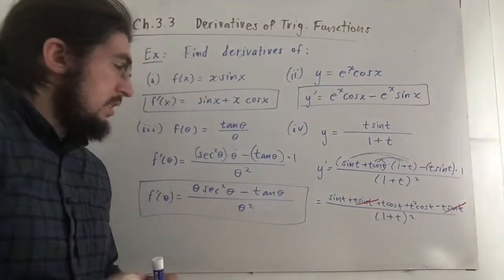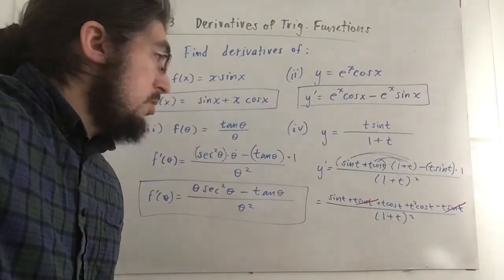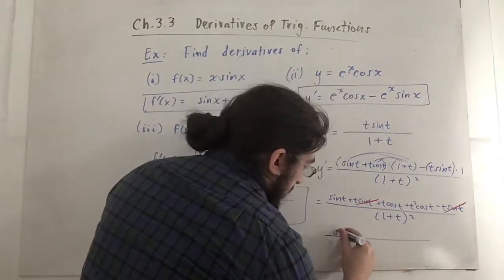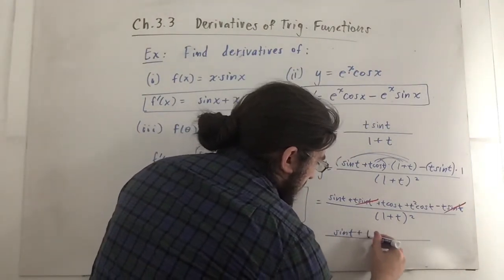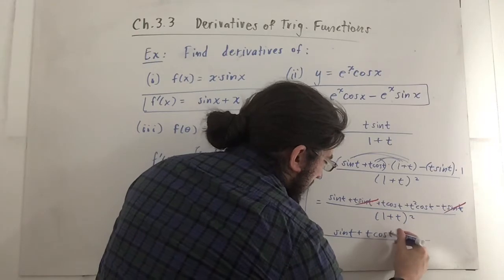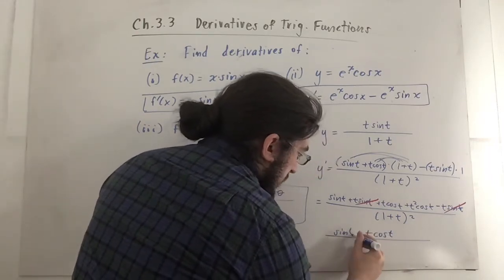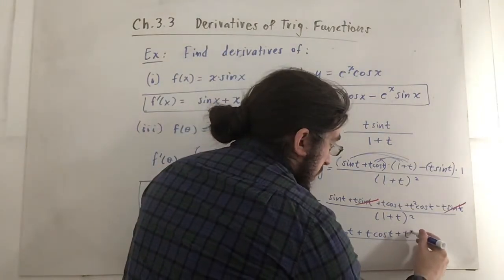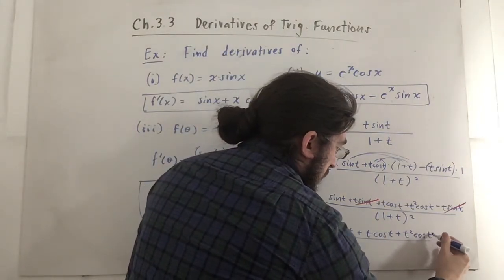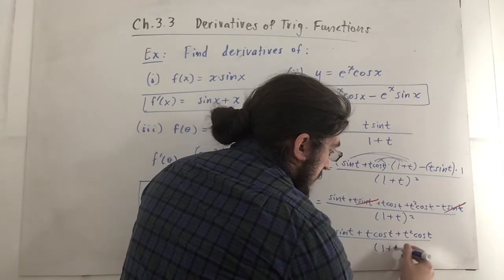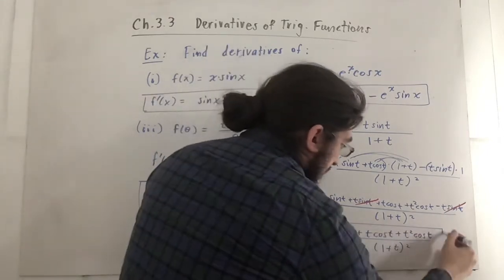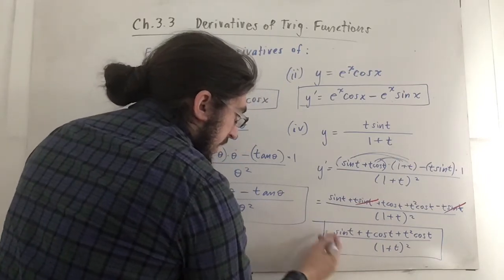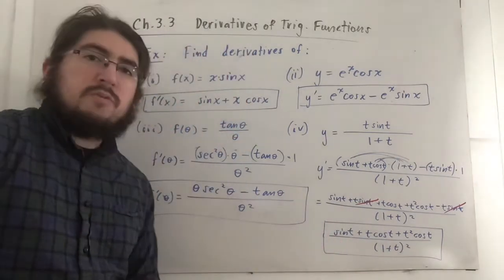And all we have left on top is sine of t plus t cosine of t plus t squared cosine of t. So that's sine of t plus t cosine of t. Trying to make sure these t's don't look too much like pluses, so I try to curve the bottoms. Plus t squared cosine of t. And that's of course all over 1 plus t squared like this. And that is the answer there. Nothing more can be simplified. So we'll leave it like that. And I want to do a few more examples.